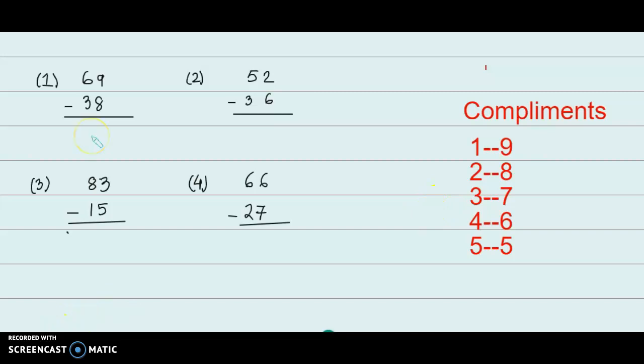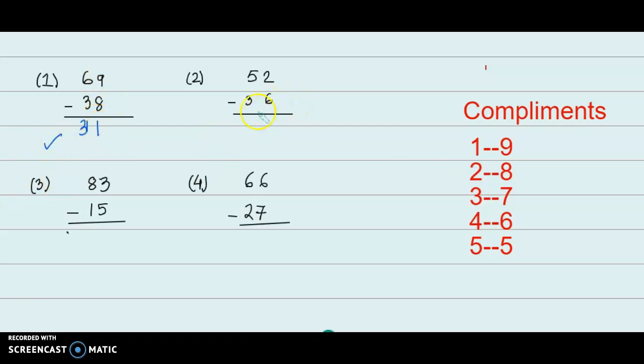In the first example, 69 minus 38, we have 6 greater than 3 and 9 greater than 8, so it is easy. We will not be applying any kind of rule here. 6 minus 3 we will write 3, and 9 minus 8 we will write 1, and that is our answer.